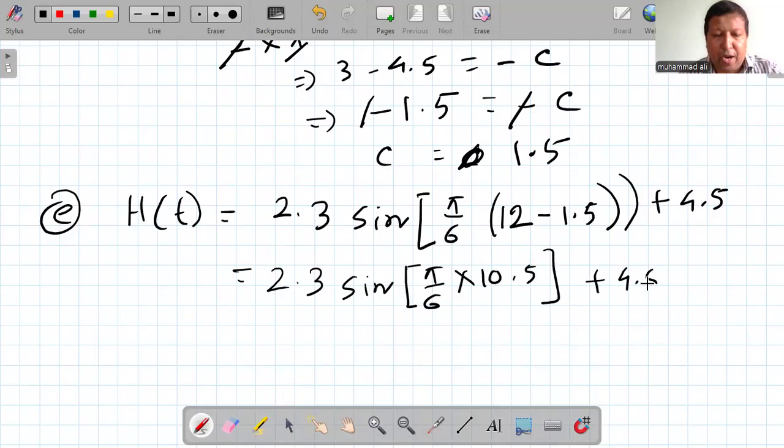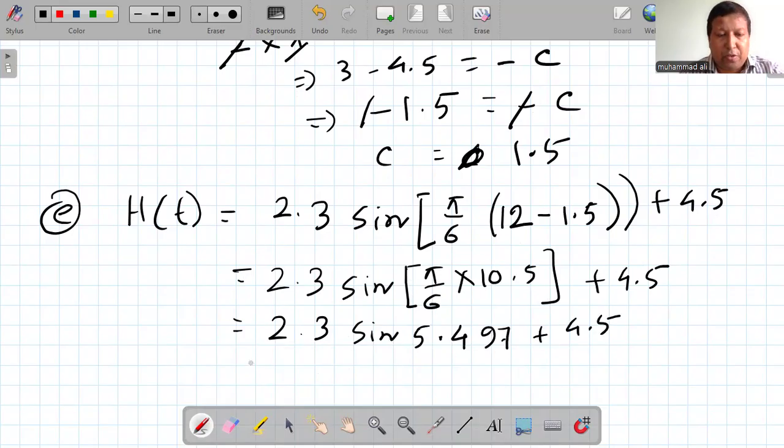plus 4.5. So 2.3 sine, if you do the calculation, keep in mind your calculator must be in the radian mode. Plus 4.5. So the final answer is 2.87 meters. So when time is 12 p.m., at that time the height is 2.8 meters.